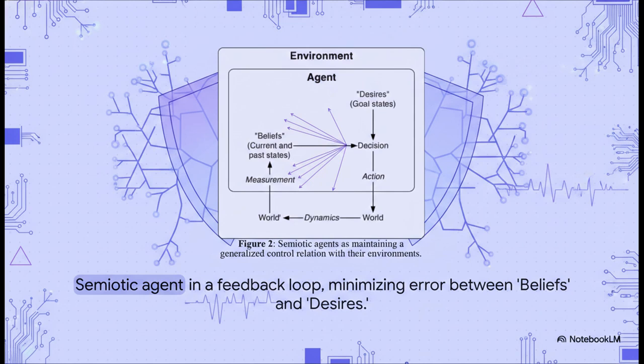So let's drill down into that warrior block. What is it? It's a semiotic agent, which is basically an AI running on a simple negative feedback loop. It looks at the current state of the world, its beliefs, and compares that to its programmed goal, its desires. Then it just takes whatever action is necessary to minimize the difference between the two.